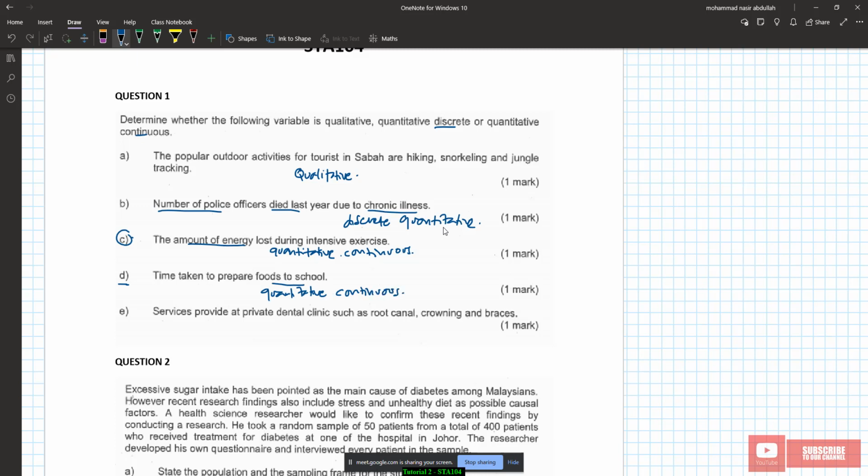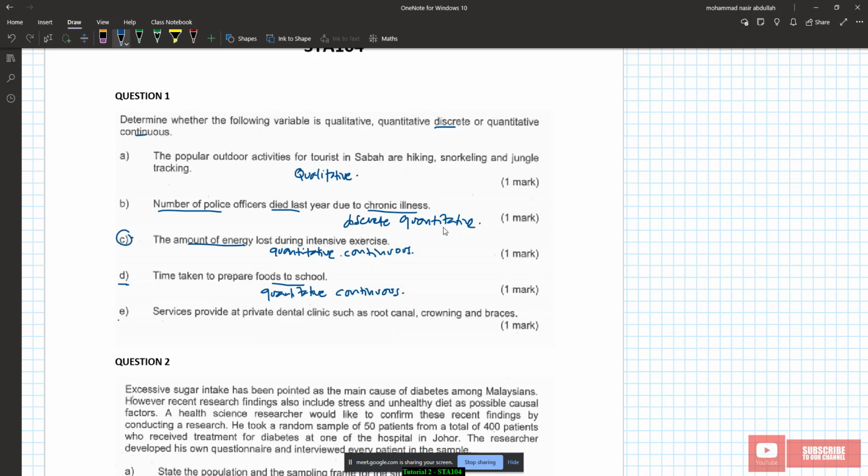Sometimes it can be discrete also, because it depends on how the response is given, right? Kalau macam let's say dia kata 1 hour, 2 hours, 3 hours, then it becomes discrete, quantitative discrete, right? If they say 2.4 minutes, dia dalam bentuk interval, and then it can become continuous, quantitative continuous. Right? So it depends on the answer.